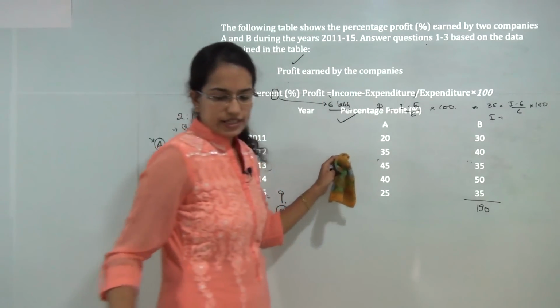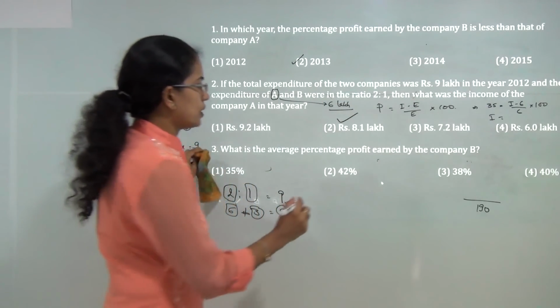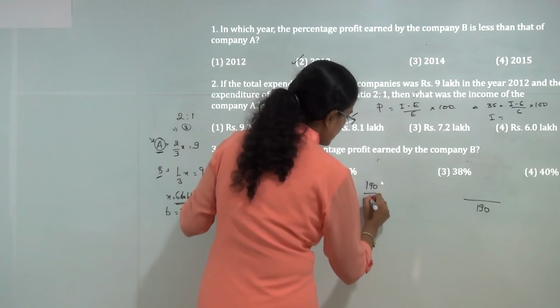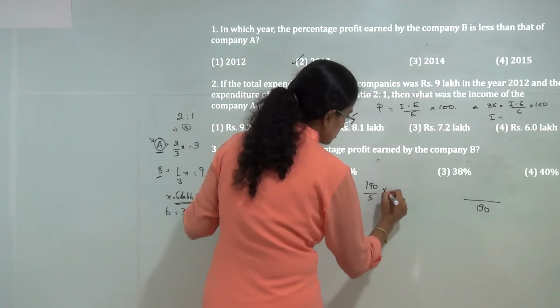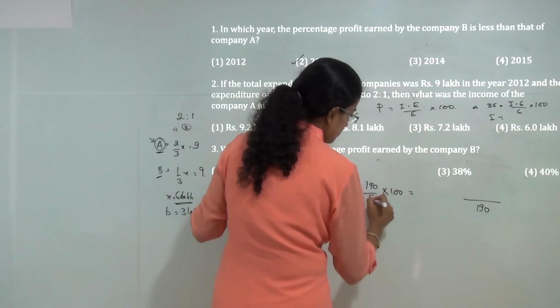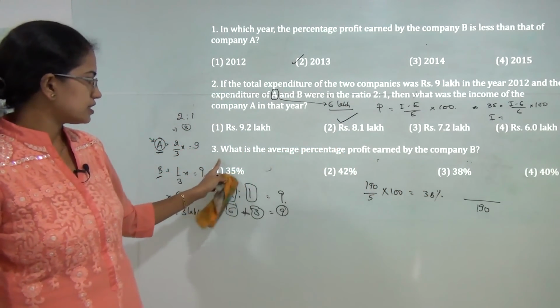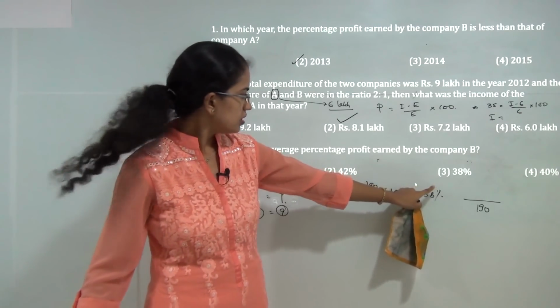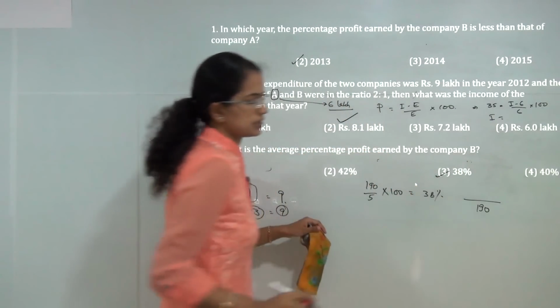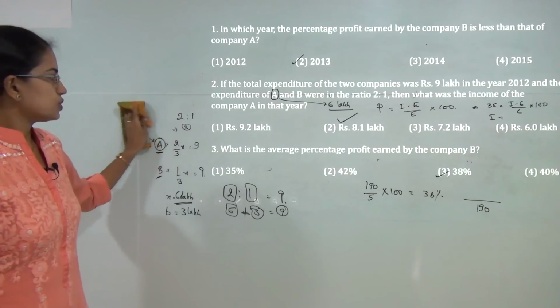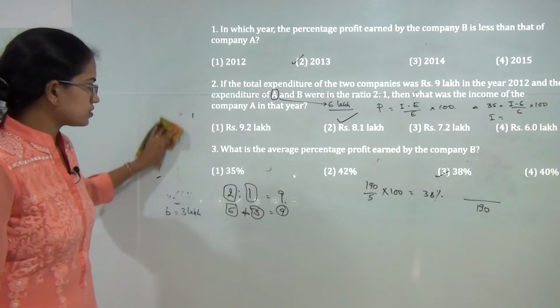So we have to find the average. So what we will do is 190 divided by 5, so that would be 38%. So the answer here would be 3, that is 38%. Okay. So this was the data interpretation questions that were based on the first set.